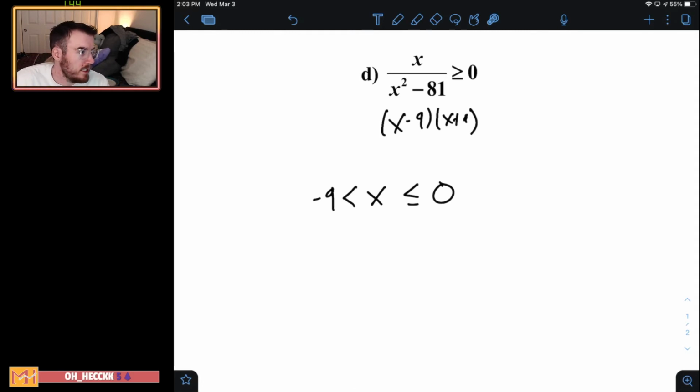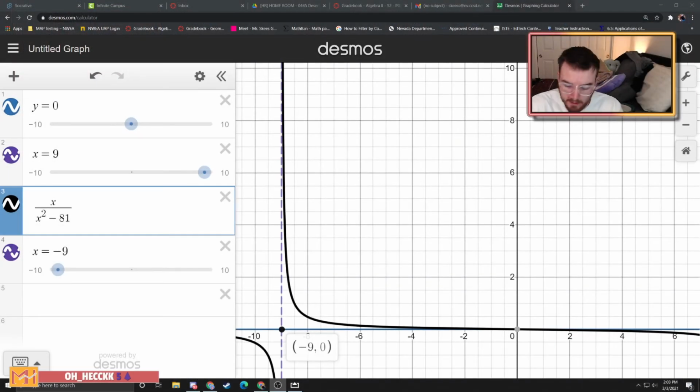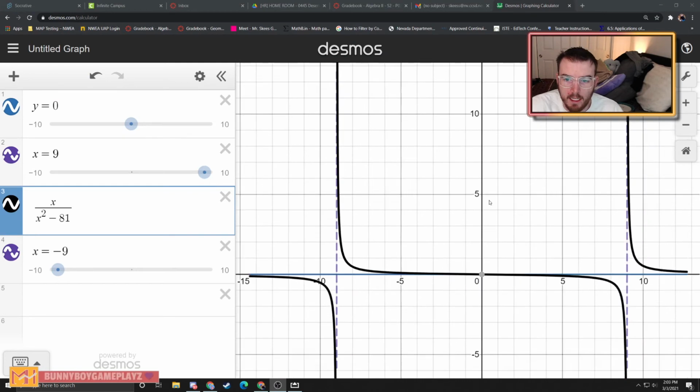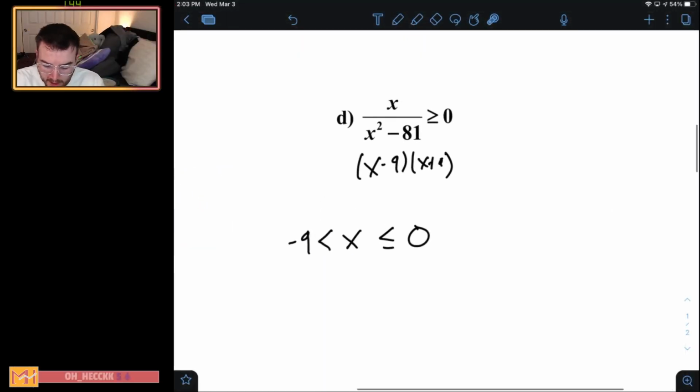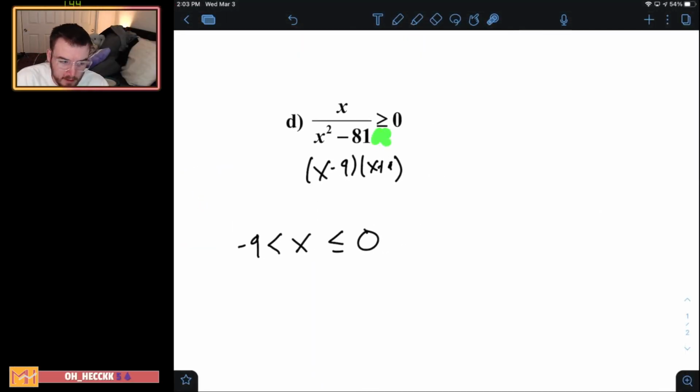And then, does it go back above 0 at some point? Yes, it does over on this half, right? From 9 on out to infinity. So, everything bigger than 9 is also greater than 0. Now, notice it said greater than or equal to 0, which is why I included the 0.